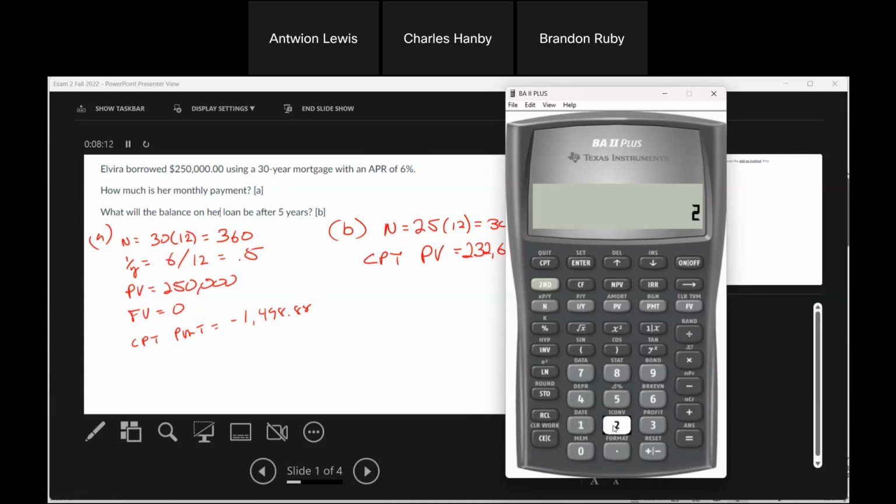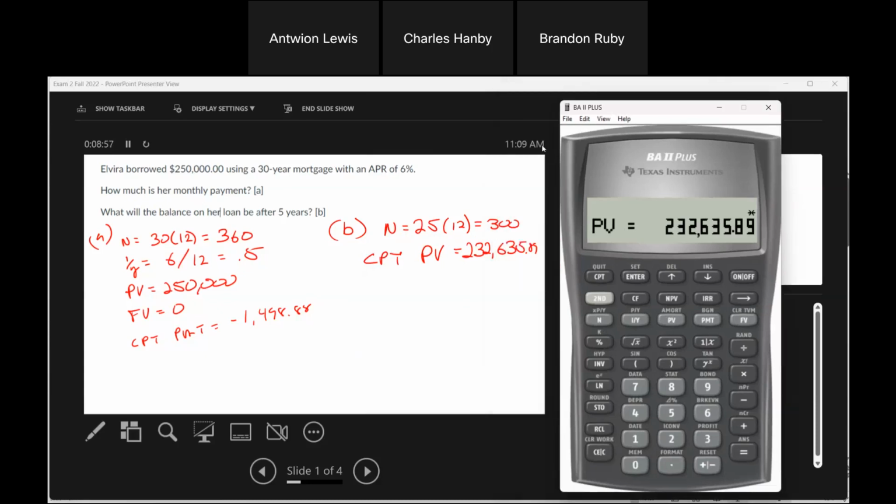So now that we've amortized 5 years, that's 25 times 12. You could just subtract 60, 5 years' worth of payments, from 360 and get 300. So 300 N and compute PV: $232,635.89. Make sense? Yep. You good, Antoine?